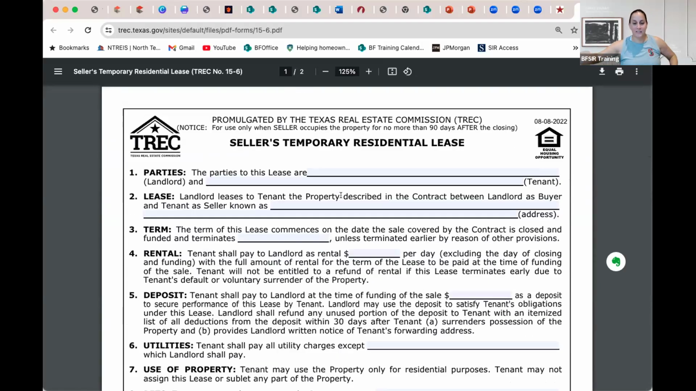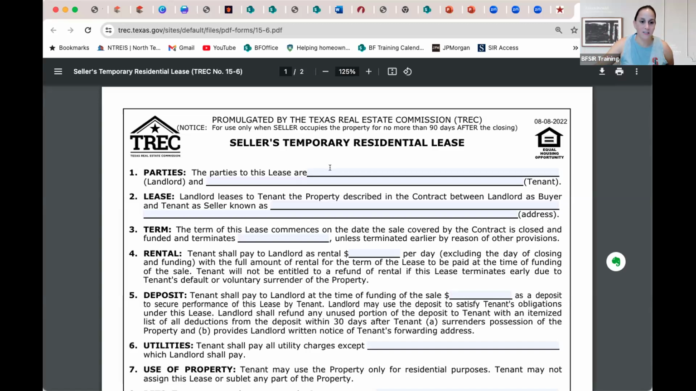If they're going to stay for 6 months, they probably need to do an actual residential lease. It's not probably, they need to. Do not use this form if it's longer than 90 days. I would say, for both parties, there's risk involved, so make them as short as possible. But we'll just walk through it.